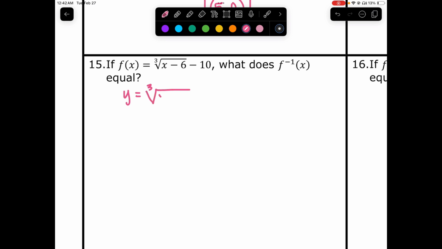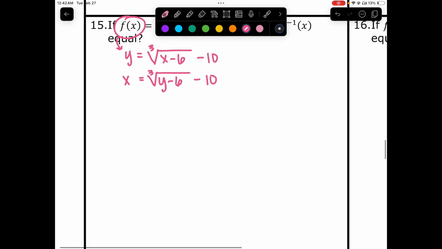I'm struggling. So in order to switch the x and the y, I'm first going to change this to a y, okay? Then I'm going to switch the x and the y. So I'm going to put the x where the y used to be, and I'm going to put the y where the x used to be. Nothing else changes. And then now you're going to get y by itself. So I'm going to add 10, add 10. So that'll be x plus 10 equals cube root of y minus 6.